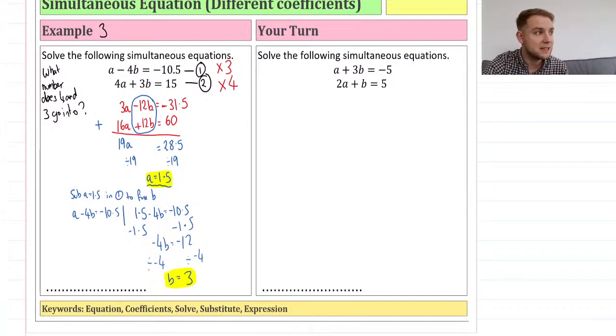Now this isn't easy, which is why we need to make sure we understand it completely, okay? We need to make sure that we're really taking our time with this.